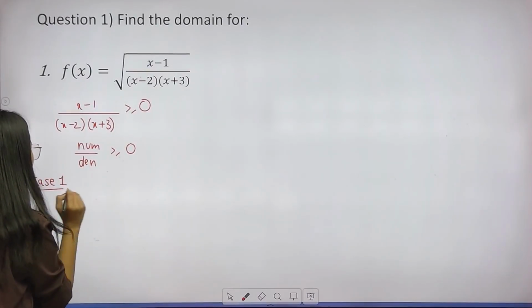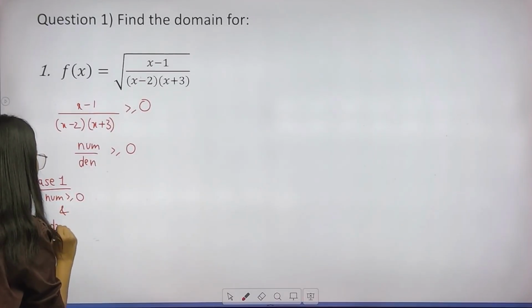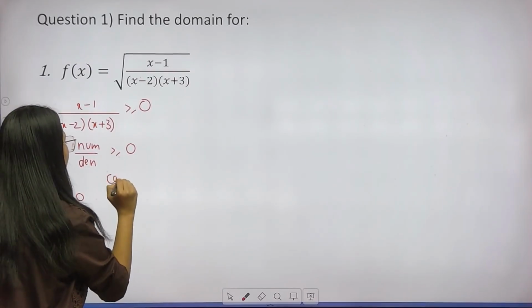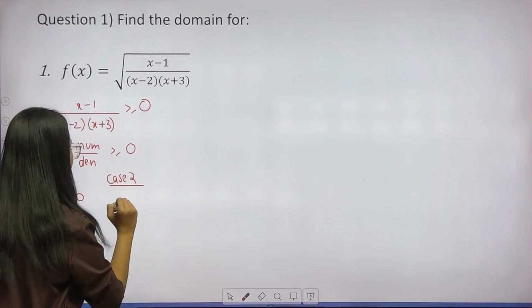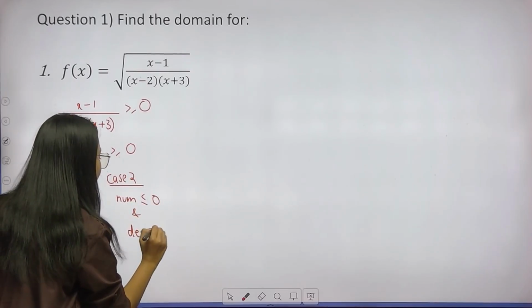Case number 1, which says that numerator shall be greater than or equal to 0 and denominator also shall be greater than 0, not equal to 0, because denominator cannot be equal to 0. Okay, and case number 2, it will be both numerator and denominator are less than 0.